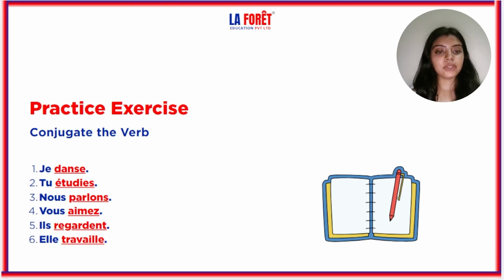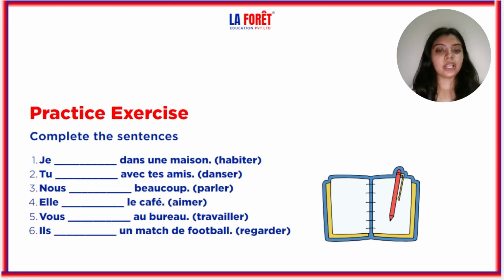With parler, we use ONS when there is nous. So it will be nous parlons. Then vous aimez. Vous aimez, it is EZ because of vous. Then il regarde. With il we use E in the singular form, so it will be il regarde. And last is elle travaille. We use E, so it will be elle travaille. So first is je danse, tu études, nous parlons, vous aimez, il regarde, elle travaille. Now let's do one more exercise.